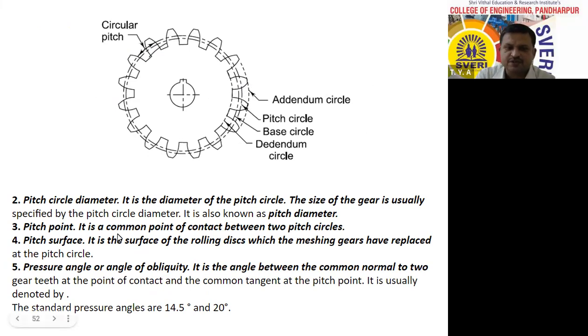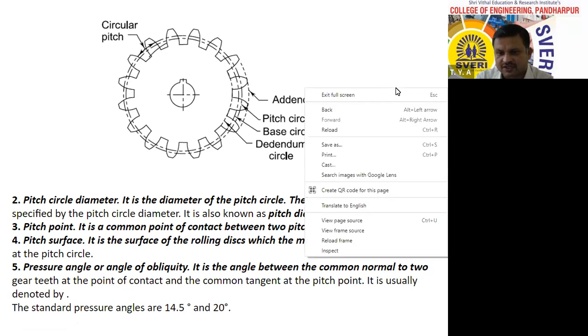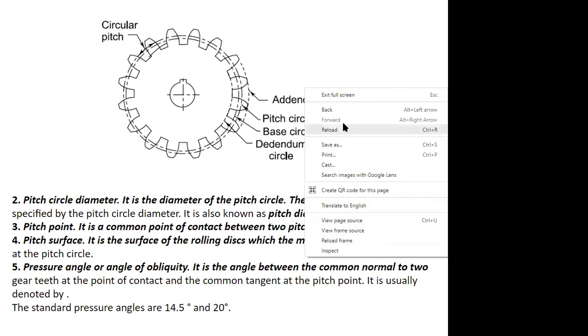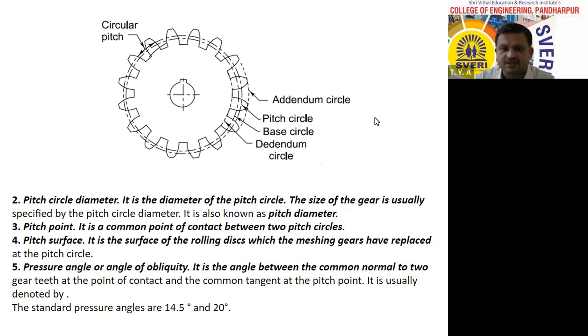Now, next is the pitch point. Pitch point is nothing but the common point of contact between two pitch circles. You know that when gears are there, two gears are in contact with each other. When two gears are in contact with each other, at that time their common point of contact is known as the pitch point.